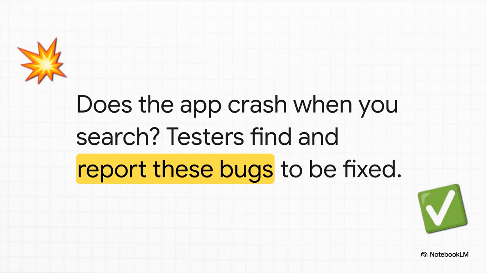For example, in our Coffee Finder, what happens if a user searches for espresso and the app just completely crashes? Or what if the map is showing cafes that are miles away from your actual location? Testers find these problems, they report them, and then it goes back to the developers to get fixed. This happens over and over until the app is solid.